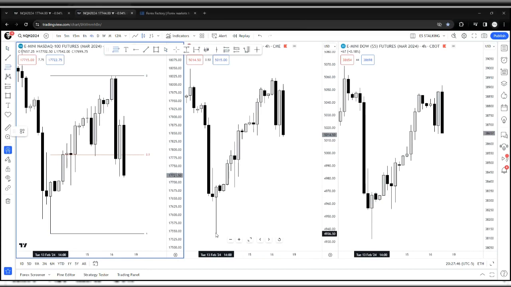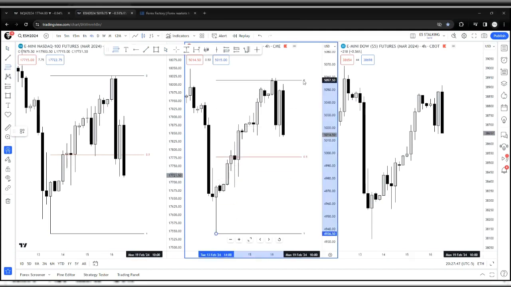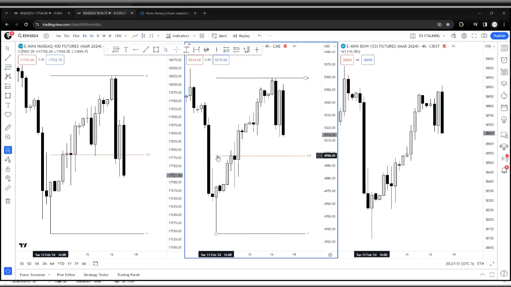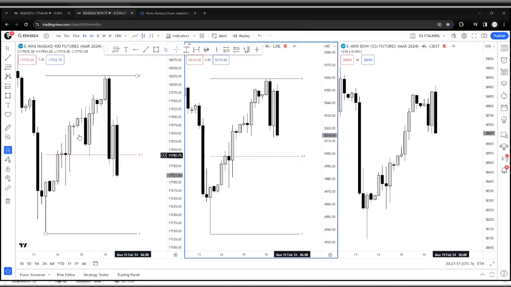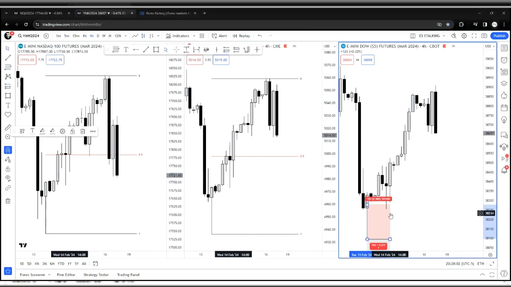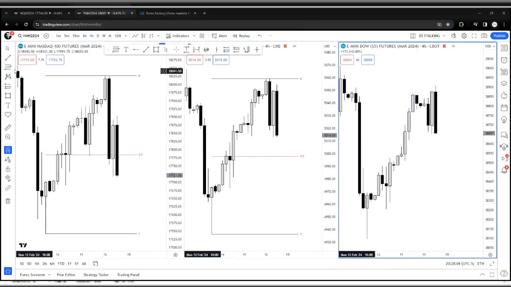Whereas here, price didn't break below the 50% of the range as yet. The same goes for the Dow, right? The same goes for the Dow.